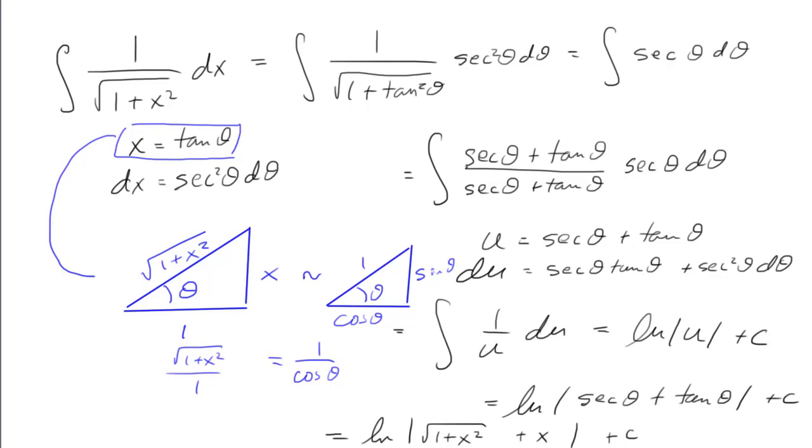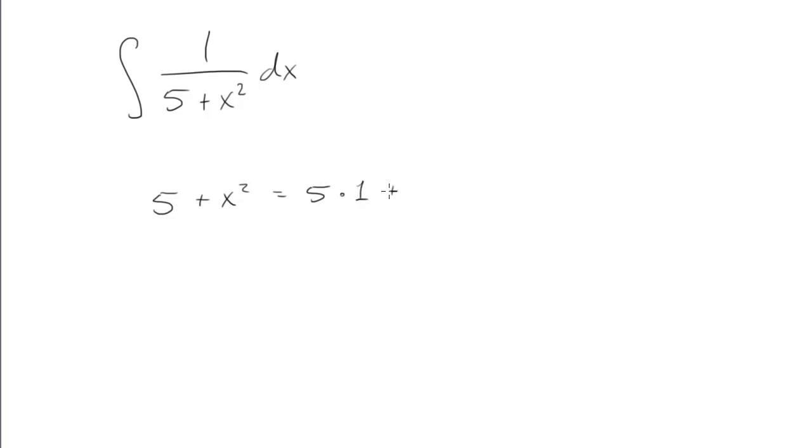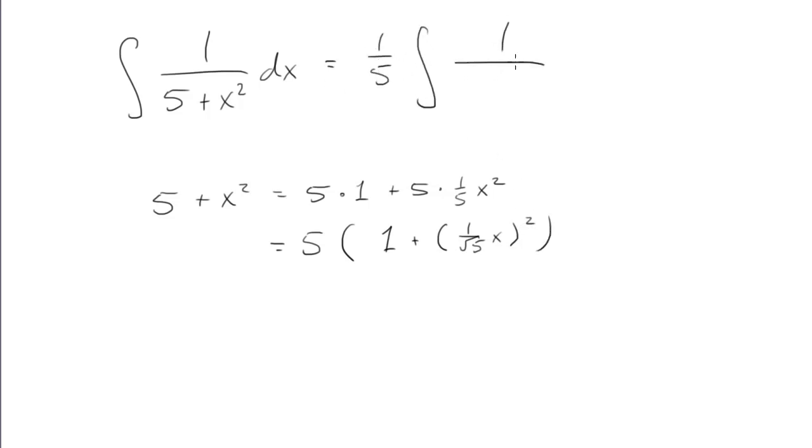For our last example, what if it's not a 1 plus? What if it's another number plus? You can always factor out a number over a sum. Multiply by 1, and multiply by 1. Now I can factor out the 5. And I'll put the 1/5 inside the square. So I have the algebraic form that I'm looking for the substitution.